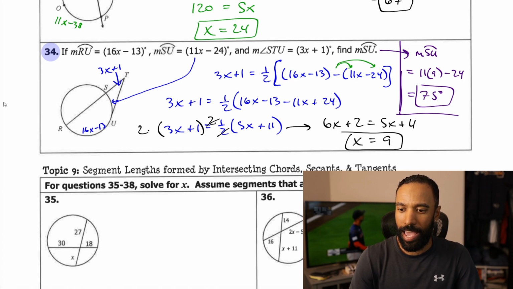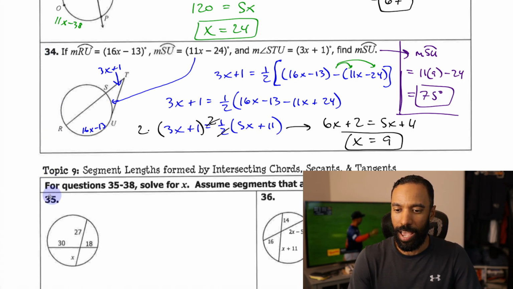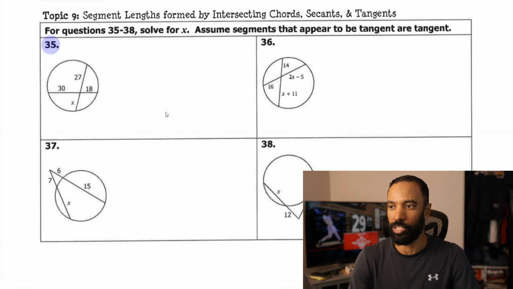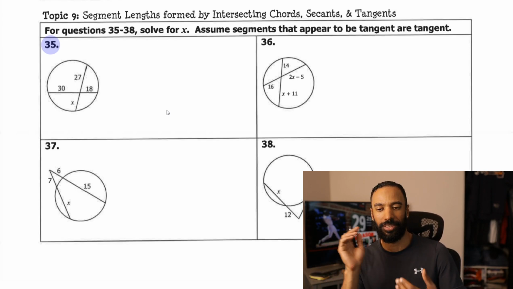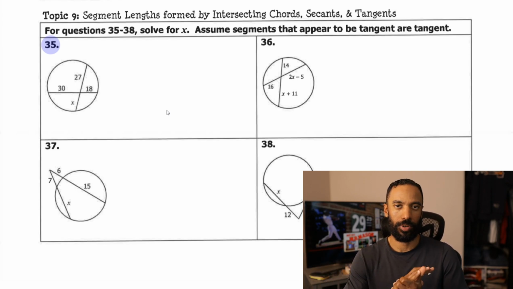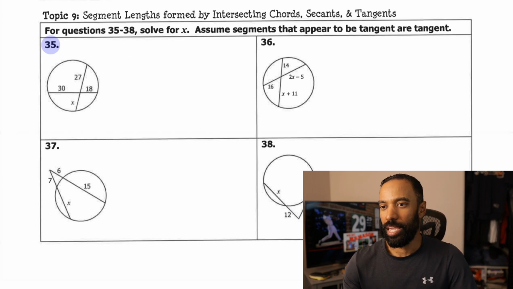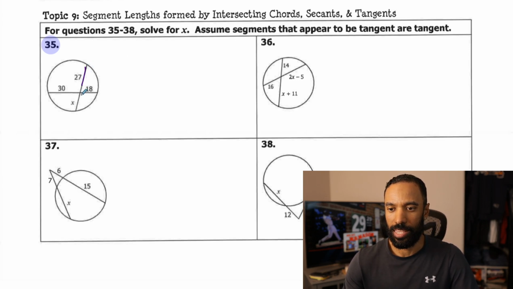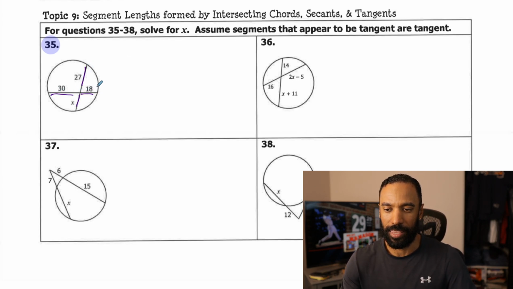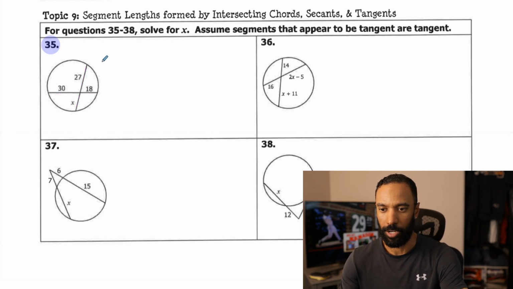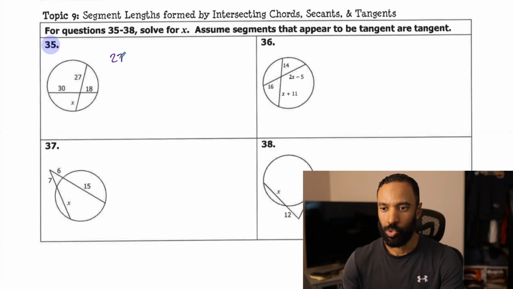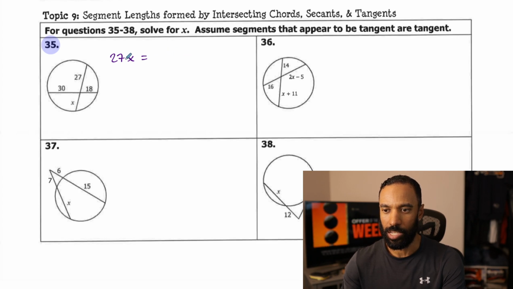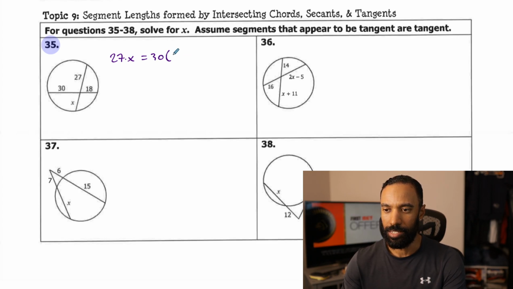Number 35 to 38 on topic 9, segment lengths formed by intersecting chords, secants, and tangents. This time we're looking at the lengths, not the arc measures or the angle measures. When they intersect inside a chord, we're going to say this times this equals that times that. That's basically the setup of these. The segmented chords products get to multiply. So 27 times x gets to equal 30 times 18.